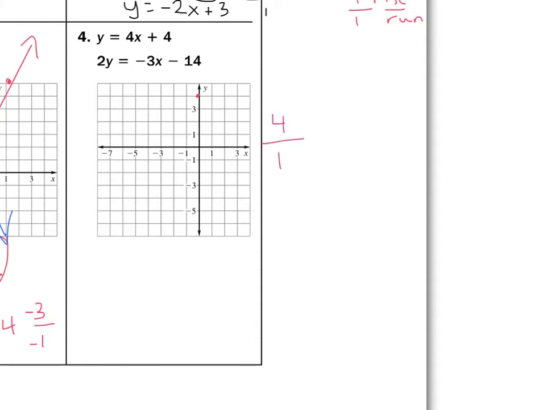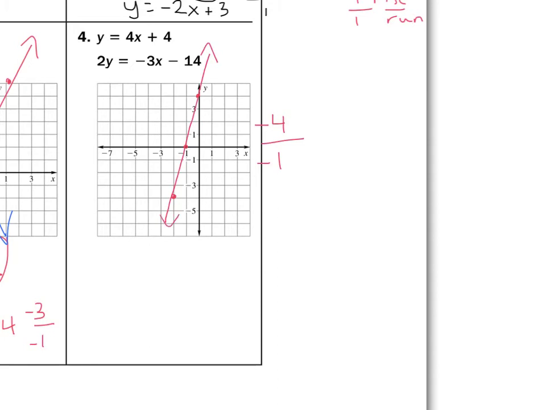However, if I try to go up 4 and right 1, I'm going to be off the graph. So I'm going to make that down 4 and left 1. So to go down 4 and left 1 will put me there. Down another 4 and left 1 will put me there. I'll do my best to connect the dots.